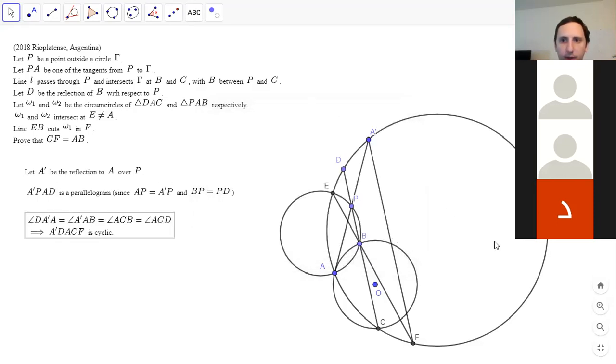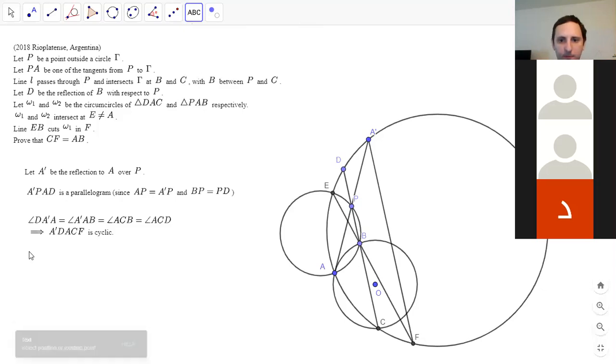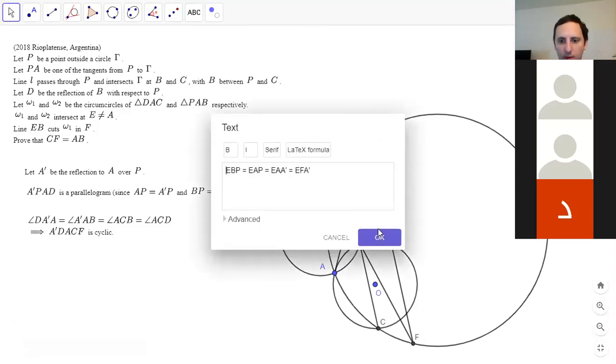And then I can use the angle chase from the chat to show that A prime F is parallel. Hold on a second. So where's the chat? Let me pull up the chat.